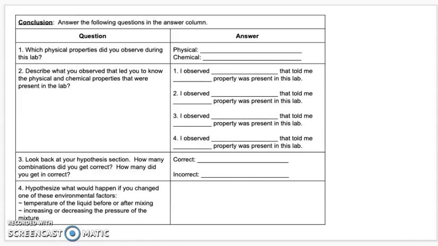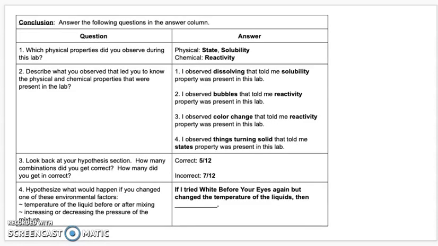All right, so hopefully you have something like this, right? That we saw state and solubility for our physical changes, that we saw reactivity for our chemical changes. We know that we saw dissolving, which told me solubility. We saw bubbles, which told me reactivity. We saw color change, which told me reactivity. And maybe we saw things turning more solid that told me the states property. Again, whatever numbers you got correct or incorrect, but they should total 12. 5 plus 7 for me equals 12.